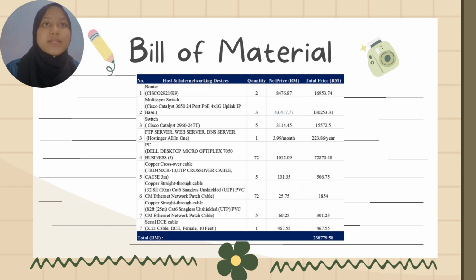First of all, we list router, and then multi-layer switch, FTP server, web server, DNS server, and the fifth material is PC. We use Dell Desktop Micro Optiplex, and the sixth component is copper crossover cable, and then copper straight through cable. Next is copper straight through cable, but with a different length. And the last item is serial DCE cable.